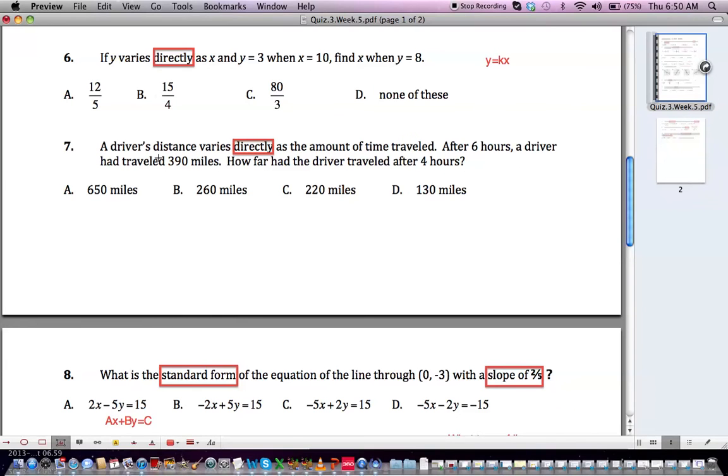Number 7, a driver's distance varies directly as the amount of time traveled. After 6 hours, a driver has traveled 390 miles. How far had the driver traveled after 4 hours? Again, this says directly, so you can use direct variation if needed, or you can set up a proportion. And we did both of these in class. So either way that you feel comfortable doing that, you go right ahead, okay? So in 6 hours, he traveled 390 miles. We want to know how far he traveled in 4 hours, okay?